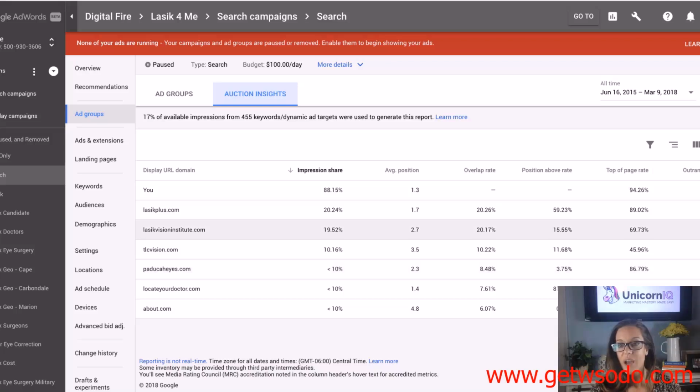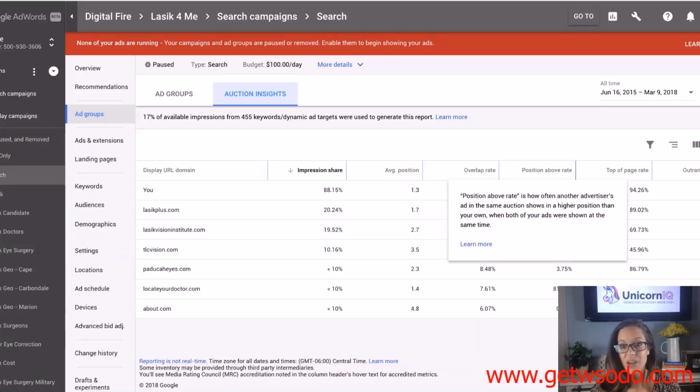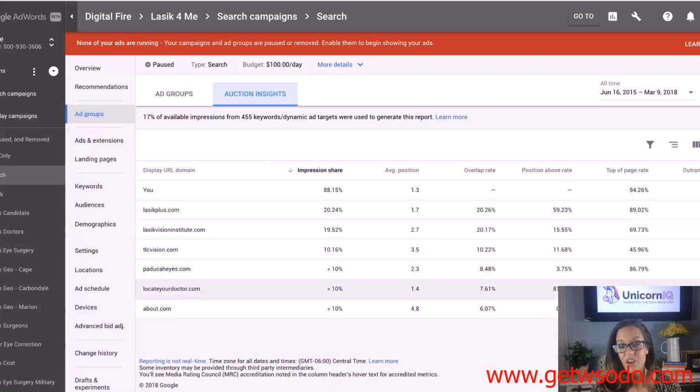Then over here you have the position above rate, and that means how often the advertiser's ad is showing above yours when you're in the same auction, in a higher position than you. So this one right here, LASIK Plus, in 60% of the auctions, it's showing up higher in the ad results. That's good information to know. And look at this one down here, 81% of the time it's showing up higher. So that's interesting as well.